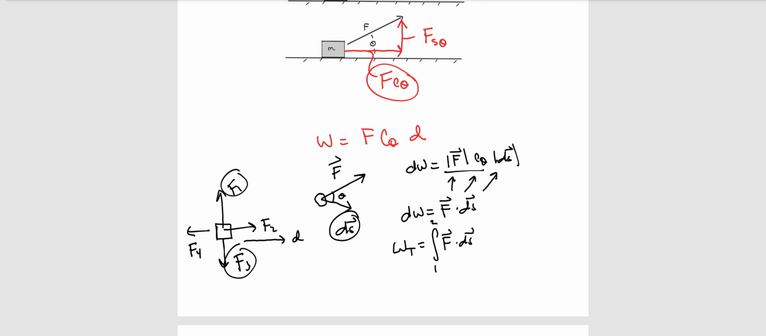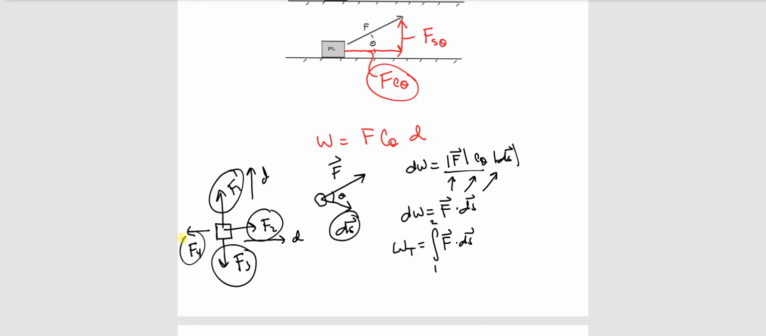Let me go through another example here. If this object moves this way a distance d, force 1 is doing positive work, force 3 doing negative work, and forces 2 and 4 not doing any work at all.